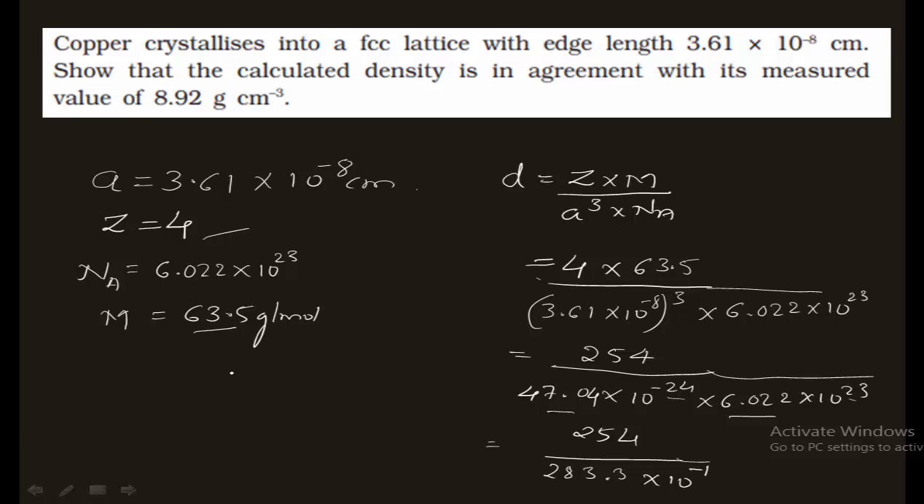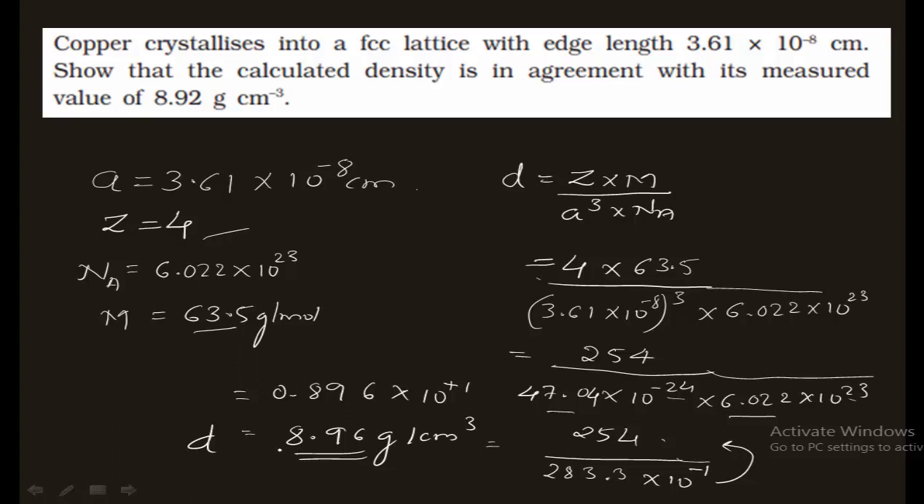We will get 0.896 into 10 raised to plus 1, because if it comes to numerator we will get 10 raised to plus 1. So simply 0.896 into 10 raised to 1 means 10, we will get 8.96 gram per cubic centimeter. So now this is the density of the copper.